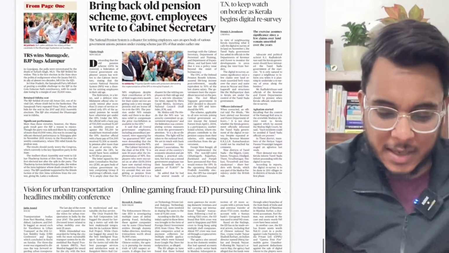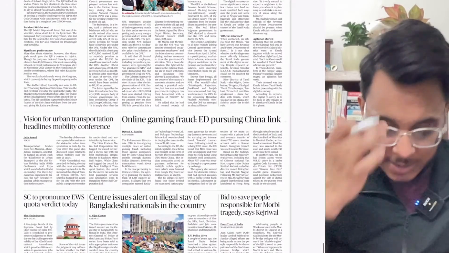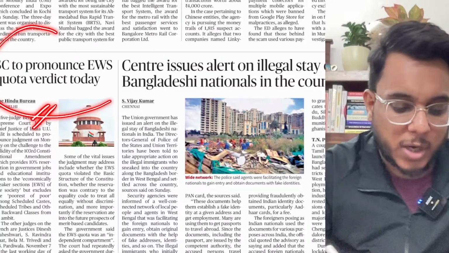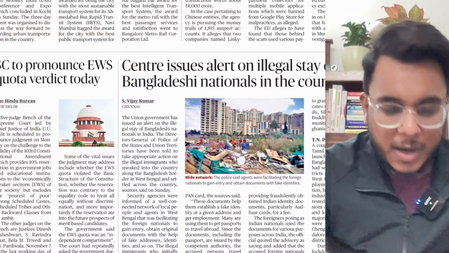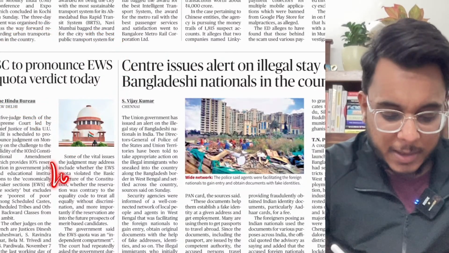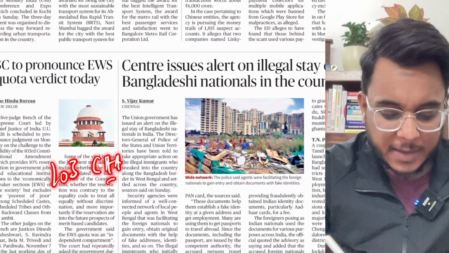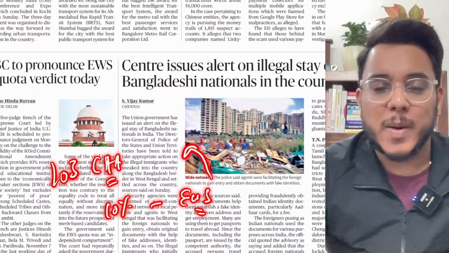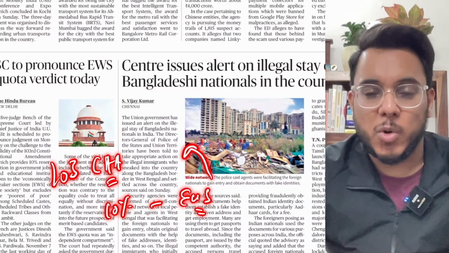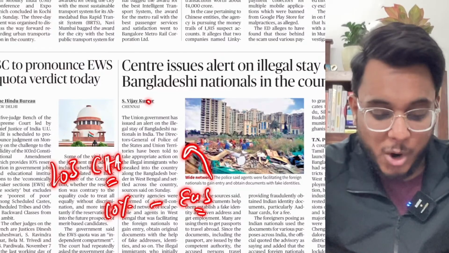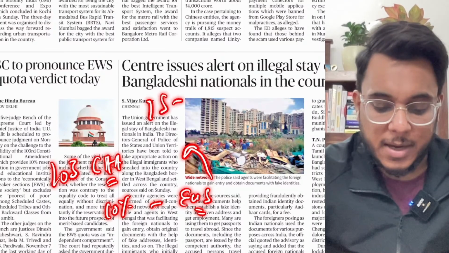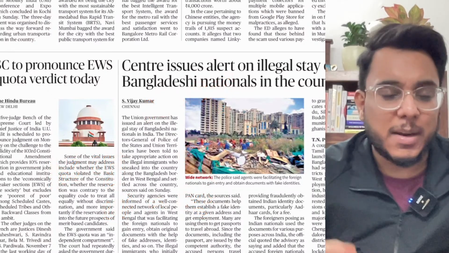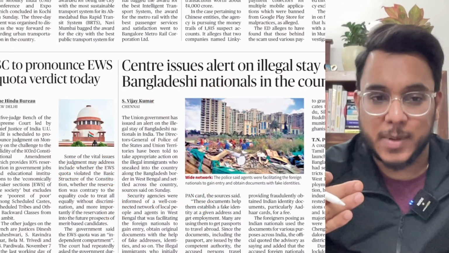After that, in this particular direction, we can see that the Supreme Court is to pronounce the EWS quota verdict today. We have discussed this article a lot: the 103rd Constitutional Amendment Act provided for 10% reservation for the economically weaker section. This amendment was challenged in the Supreme Court, first, that it violates the Indira Sawhney judgment, where it was provided that maximum reservation should not be more than 50%. There were many challenges in this direction.